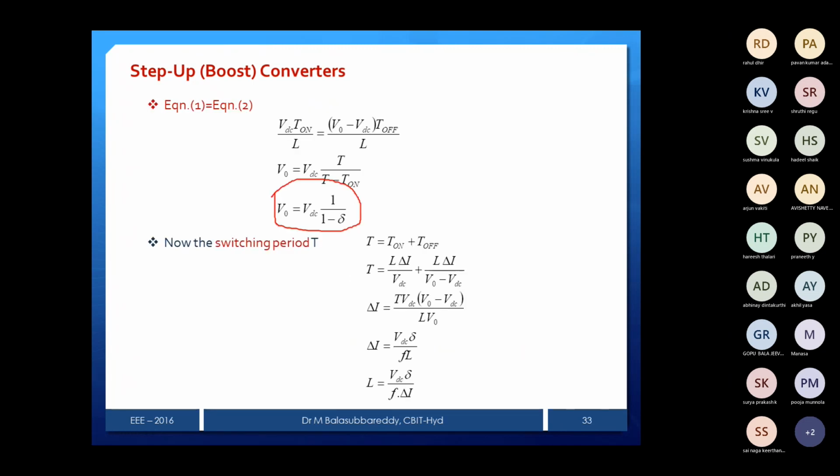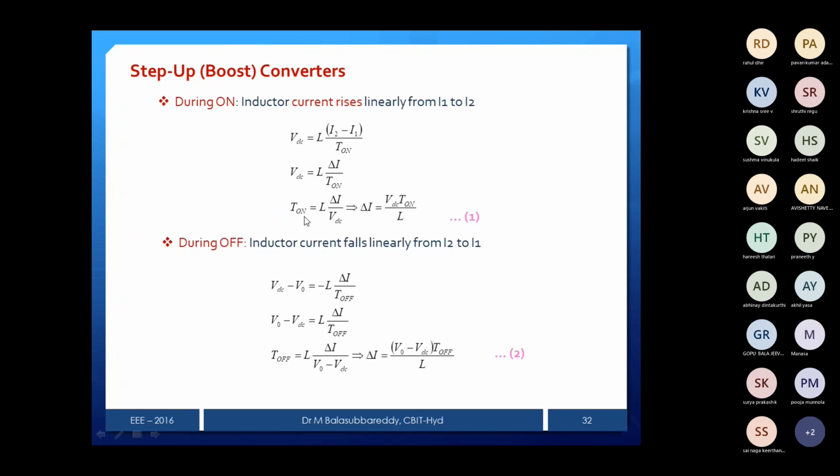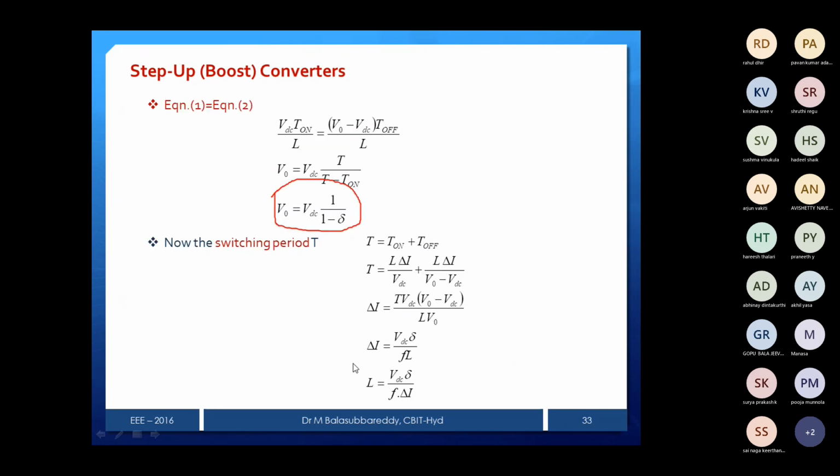Now, this is the relation, and now we use T on plus T off is equal to T. As you know from the previous equation, T on is L into delta I by VDC, T off is L into delta I by V out minus VDC, and from that we will get L. This is the L value. Same thing, T is equal to T on plus T off. So you know the T on value and you know the T off value, and simplify that, finally we'll get L. What is delta I?